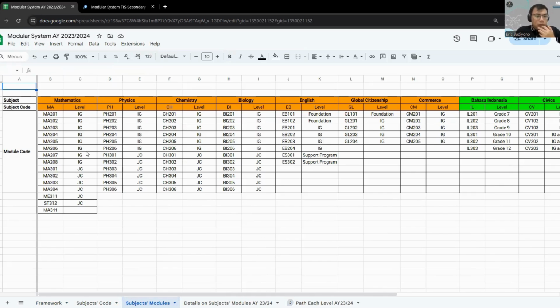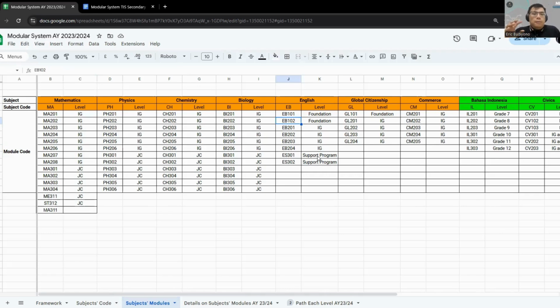And the level, as you can see here, we have IG. So basically foundation and IG are basically the same level. Yeah, so IG from grade 7 to 10, and then GC from 11 to 12. And we have physics, chemistry, biology, etc. So as you can see here, the support program is basically for those students, especially who come from national schools and enter Temasek in secondary, whether it's grade 7, 8, 9, or 10, it does not matter. They immediately enter the support program if their English is not good enough.